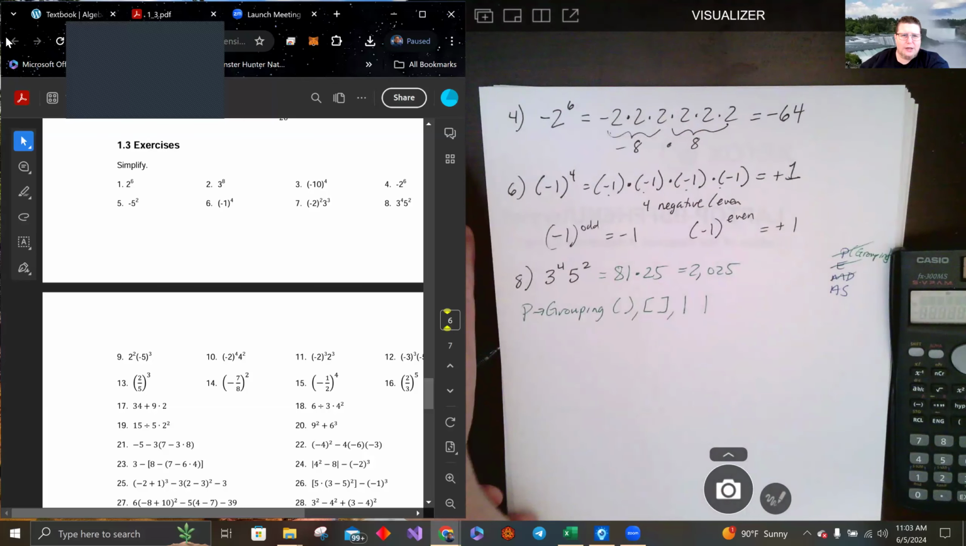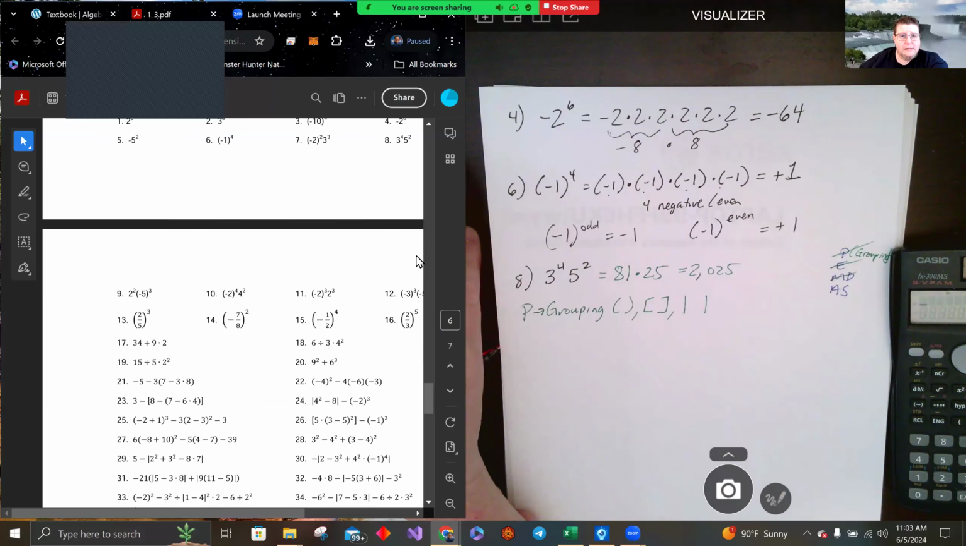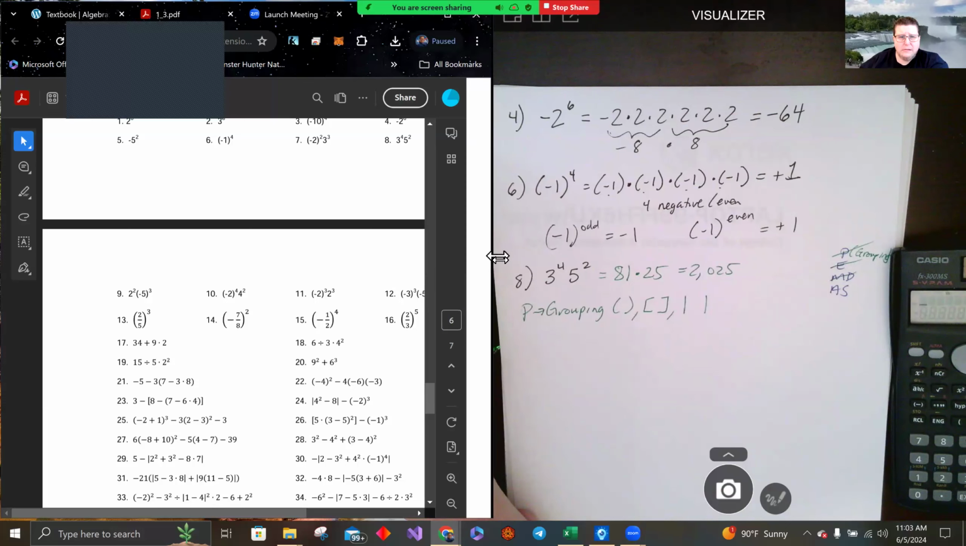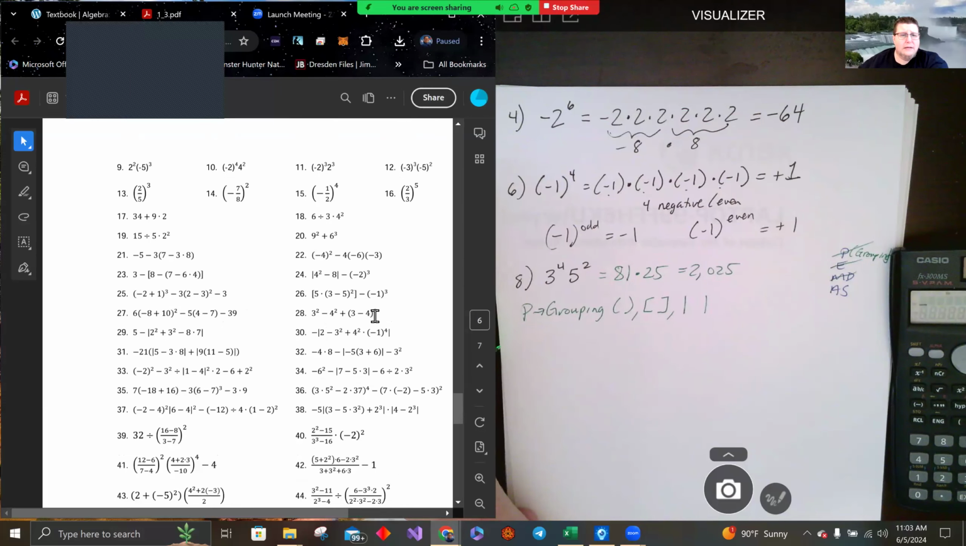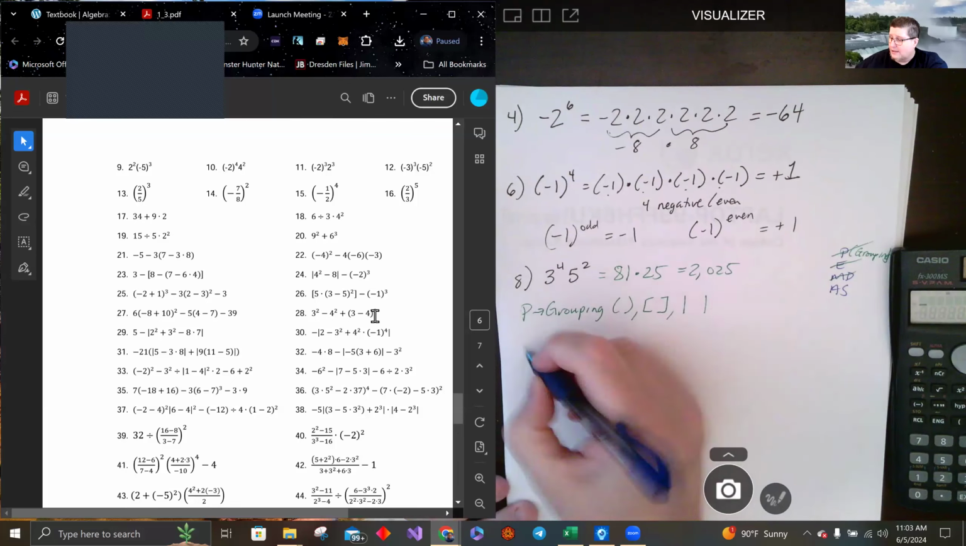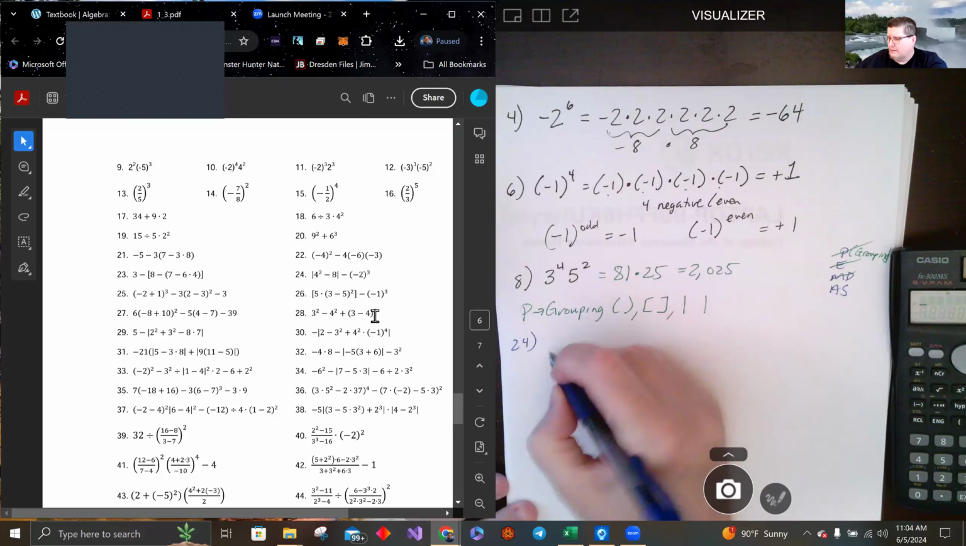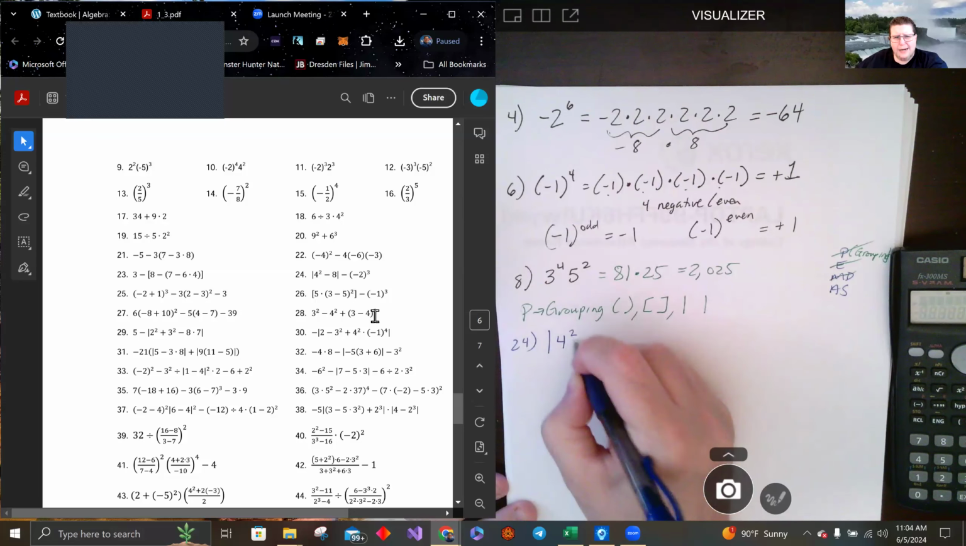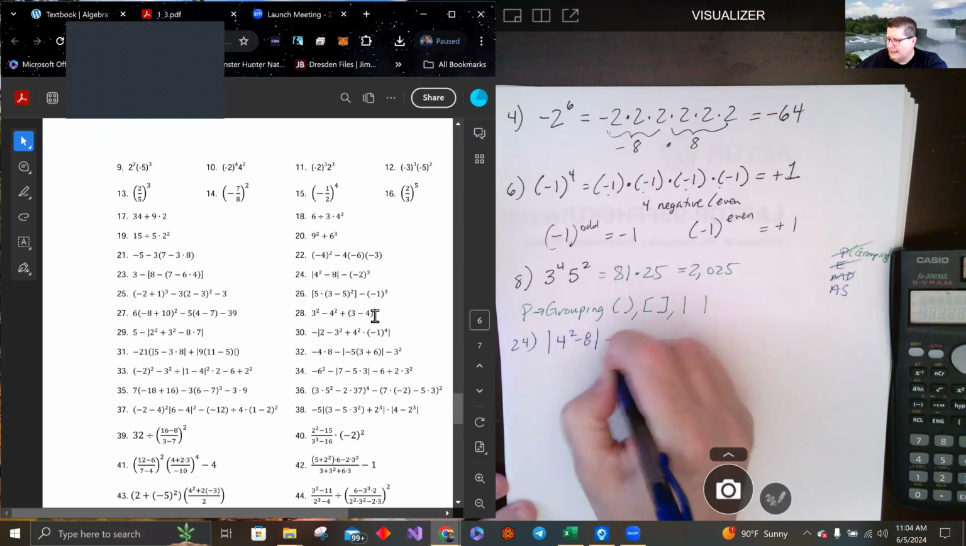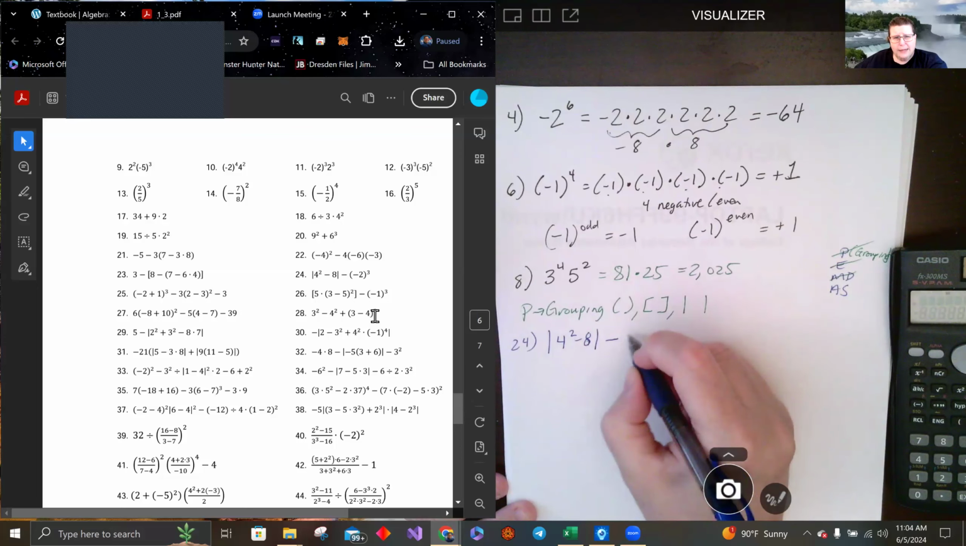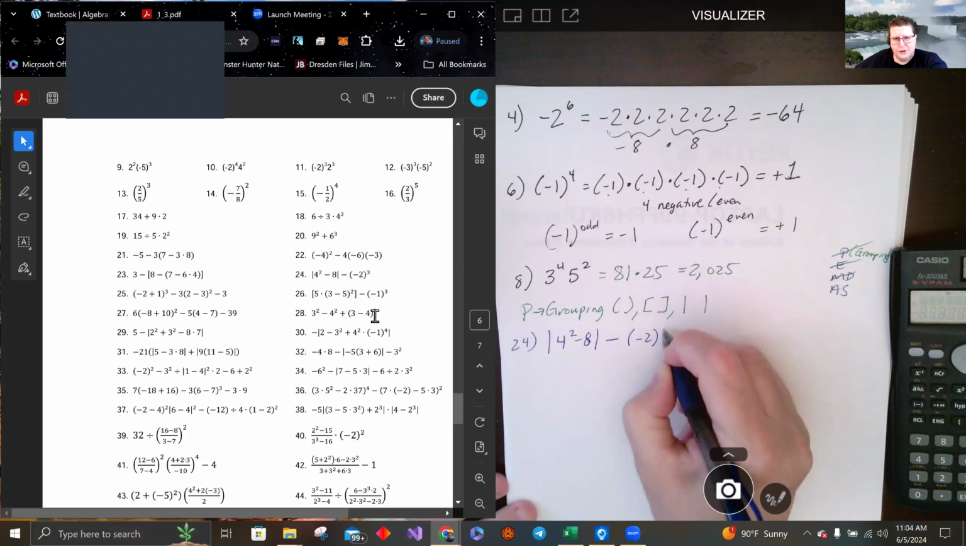Let's jump to some more complicated ones. Let's go with, I don't know, 24. Let's do 24. We have the absolute value of 4 squared minus 8 minus parentheses -2 cubed.